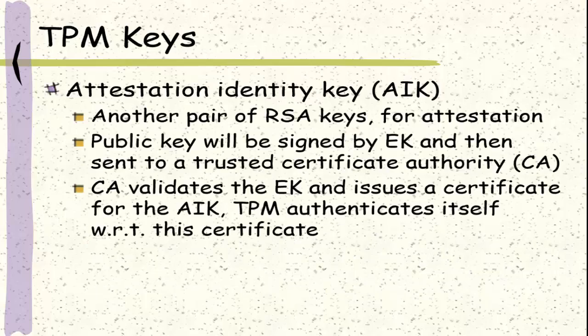The attestation identity key, or AIK, is another RSA key pair designed for attestation. The public key will be signed by the endorsement key. Then it will be sent to a trusted certificate authority, also known as CA. The CA will validate the endorsement key and issue a certificate for the attestation identity key. TPM will authenticate itself using this certificate. This is the start of the direct anonymous attestation.